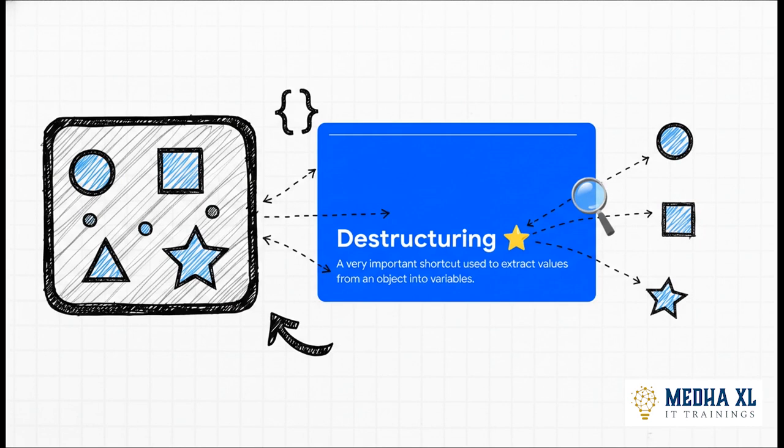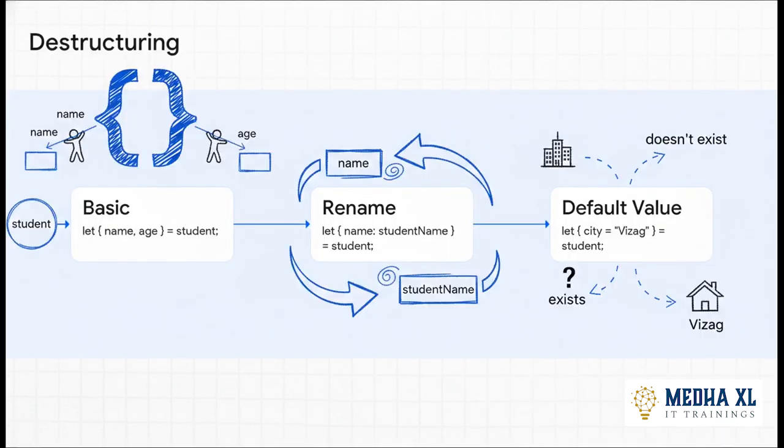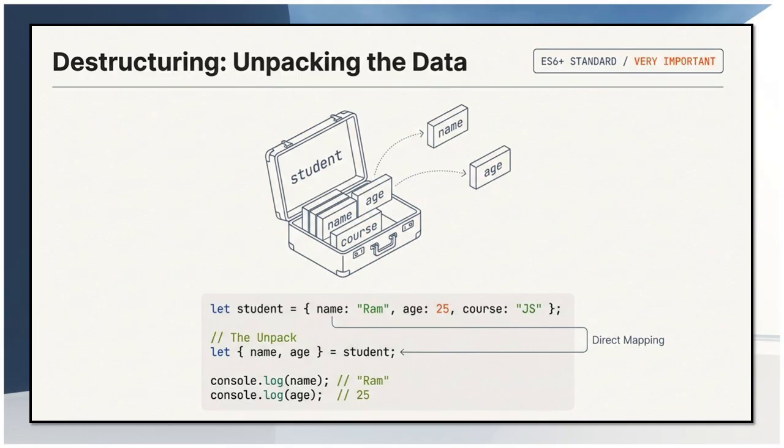It's basically a super clean shortcut to pull values out of an object and pop them into their own separate variables, all in one line. I mean, just look at how powerful this is. In the first example, we just pull name and age out into variables with the exact same names. Easy. But what if you want a different variable name? No problem. As you see in step 2, you can rename name to studentName. And my favorite, step 3, you can provide a default value. So if city doesn't exist on the student object, our variable will get the value Vizag instead of being undefined.